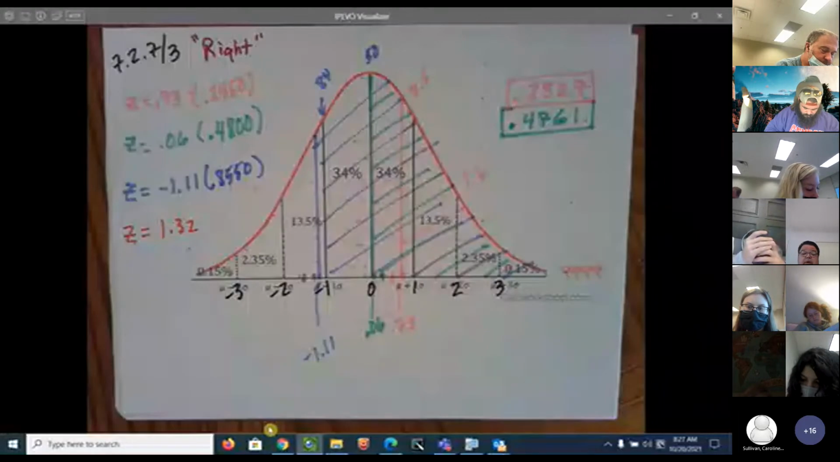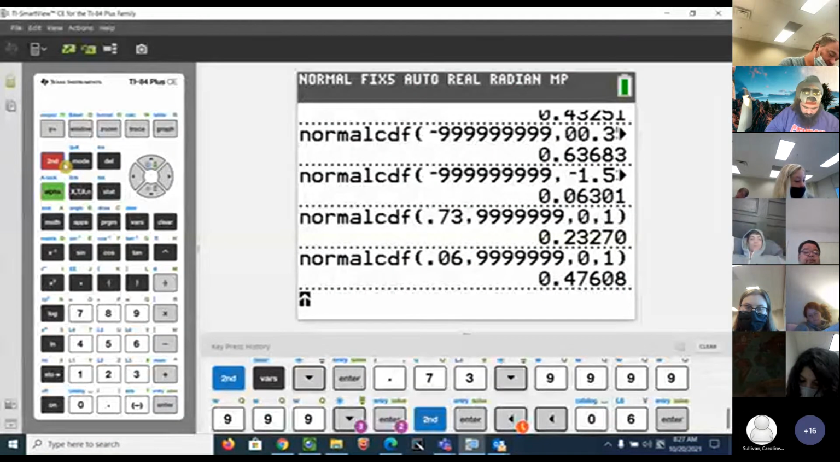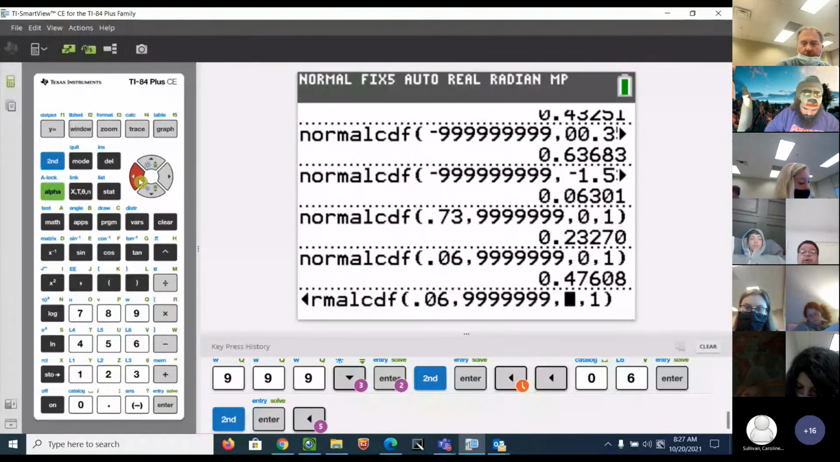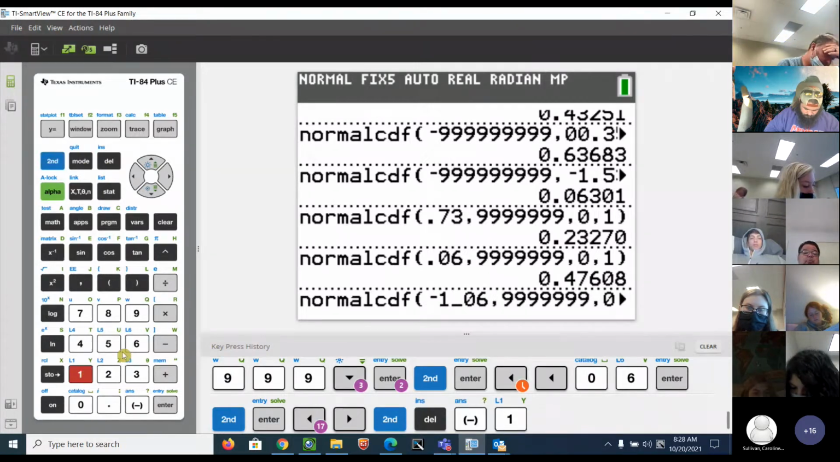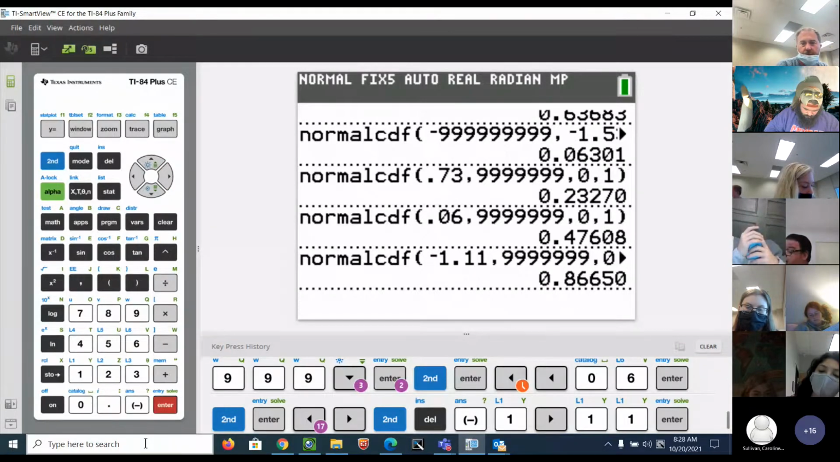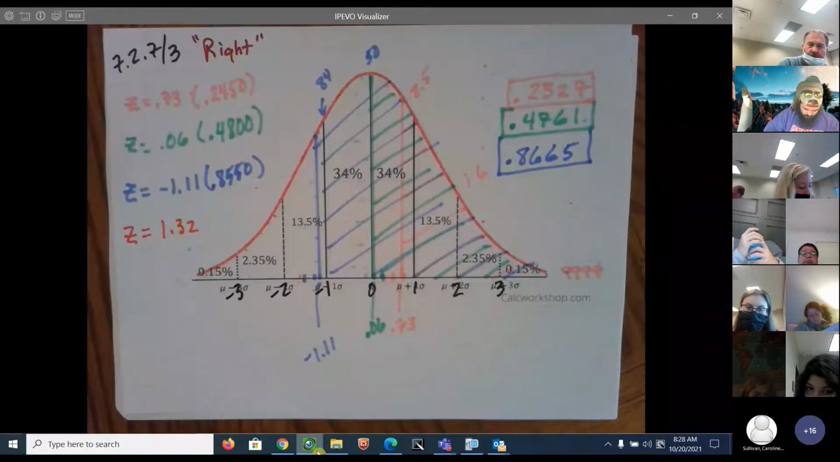So now we go to our handy dandy calculator. And I got to put in an insert. I'm going to go over here and put in second insert, negative 1 point. And then I just type in 1, 1 and enter. 0.8665. And there's our, we got to do one more.